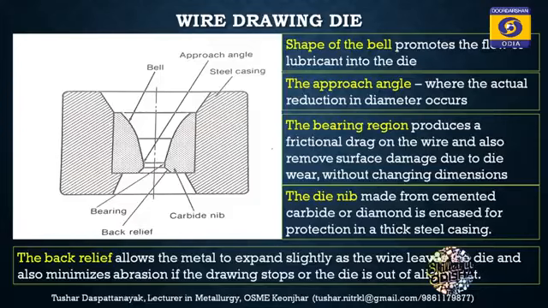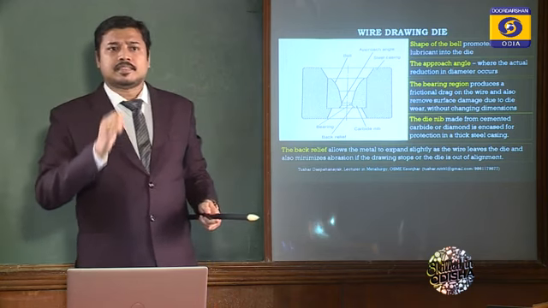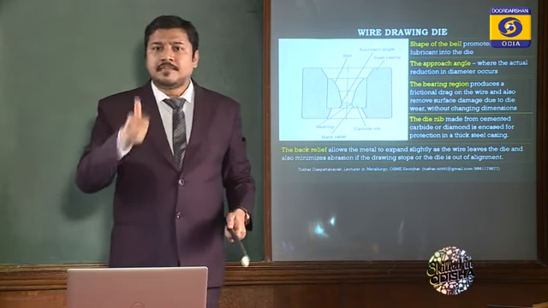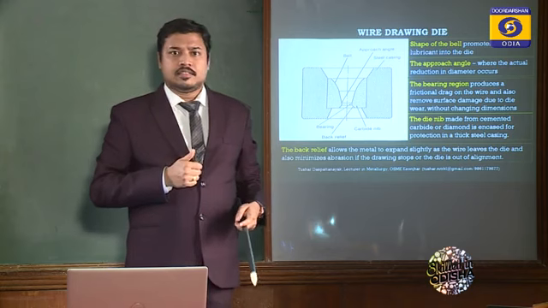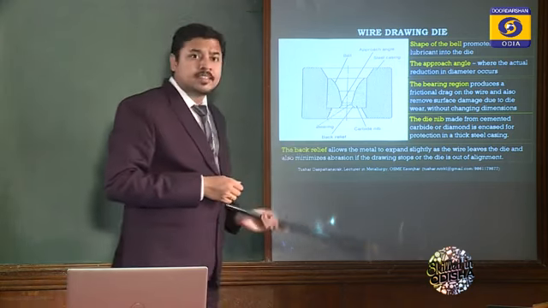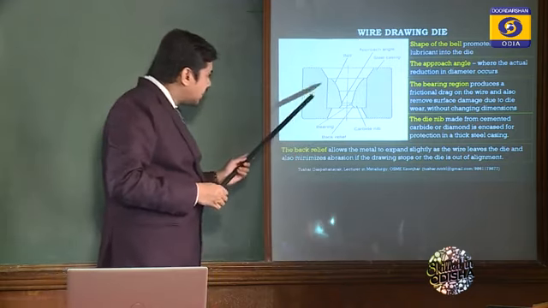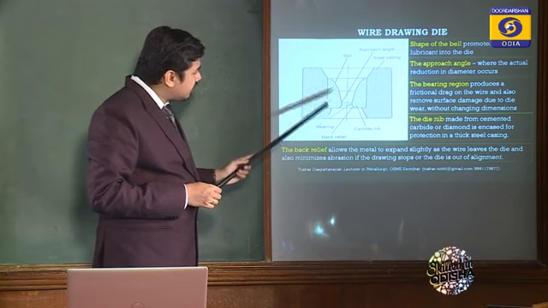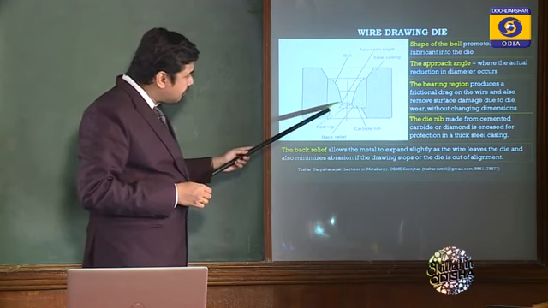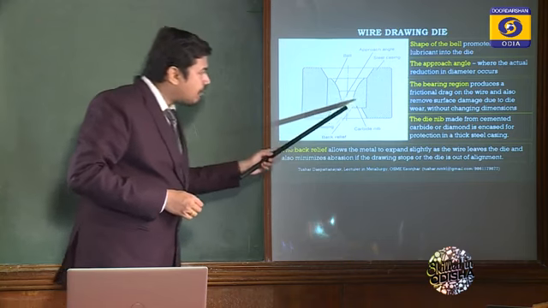So in case of wire drawing, the die is very very important because the die goes through severity of deformation. These are the cross-sectional view of a drawing die. This is the steel casing, this is the bell region, this is the approach angle, this is the bearing section, this is the back relief section, this is the carbide nib.